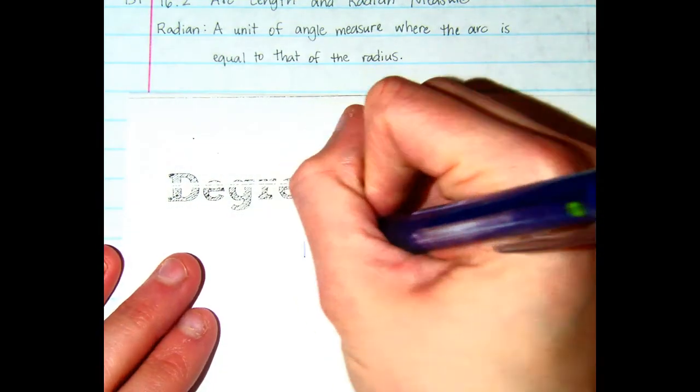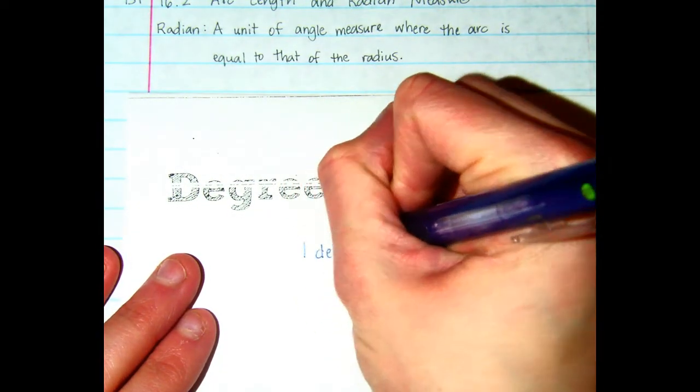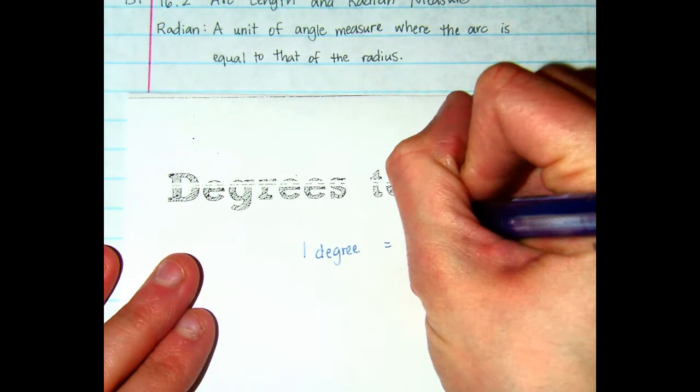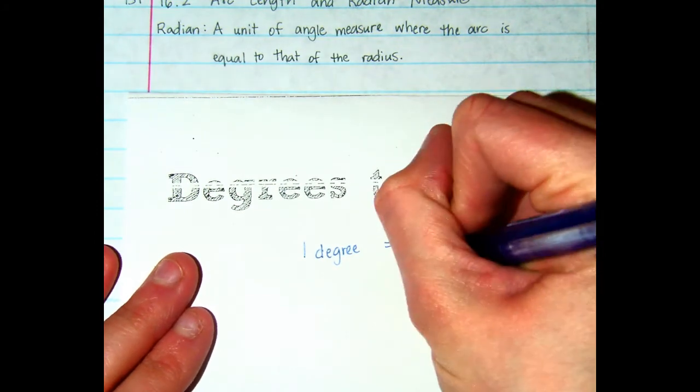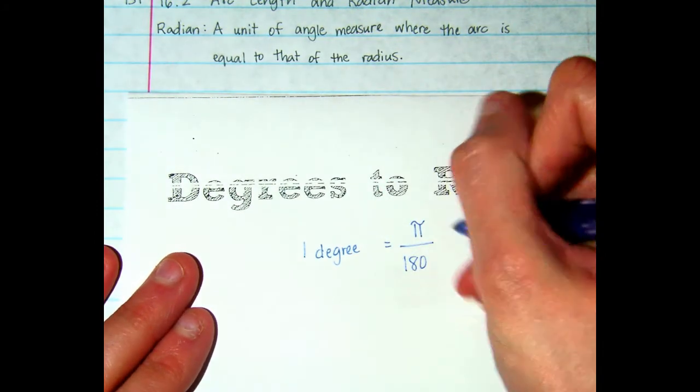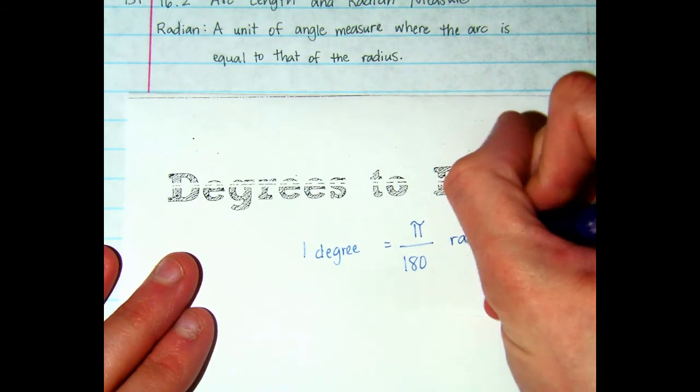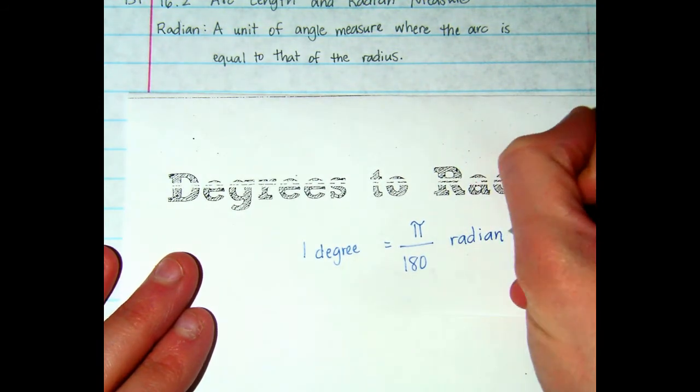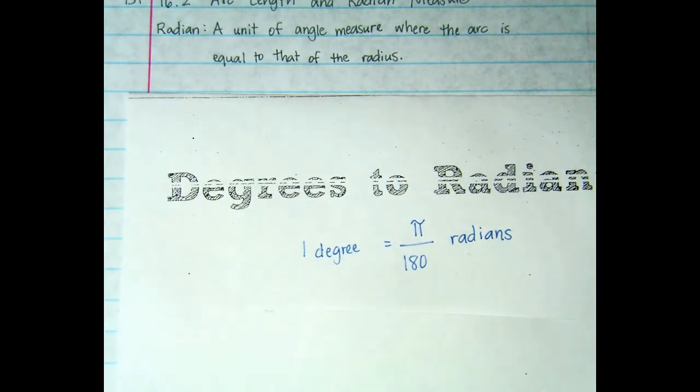So 1 degree is equal to pi divided by 180 radians. Remember how I talked about leaving things in terms of pi yesterday? All of these get left in terms of pi. You will have pi in the answer. So once you write that formula down, open this flap.